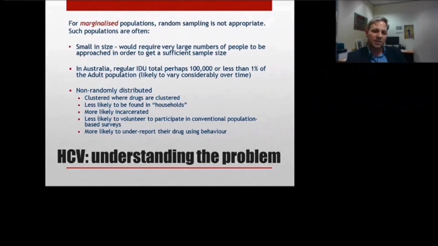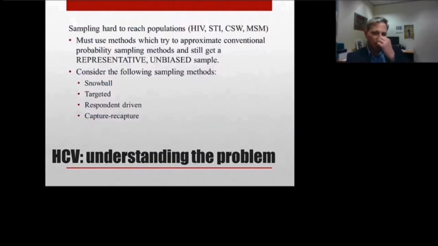As I said, they're less likely to take part in random sampling, and they're less likely to report their behaviour. So we have to use methods that try and approximate conventional sampling, but still get, as best we can, a representative unbiased sample. So I'll talk through very quickly snowball, targeted, respondent-driven and recapture sampling.